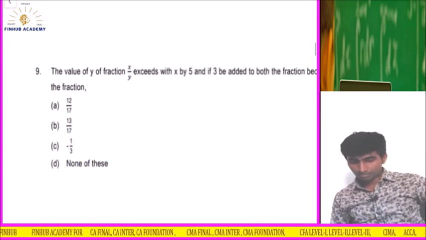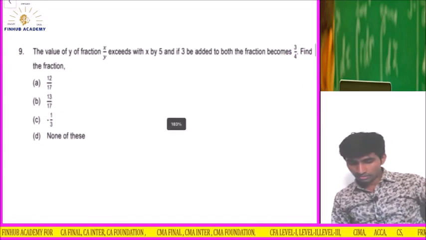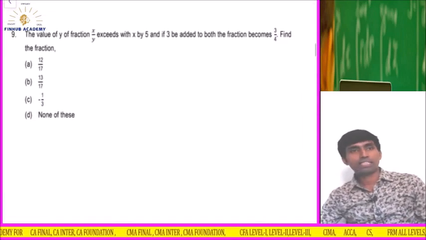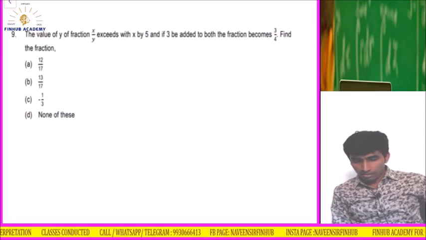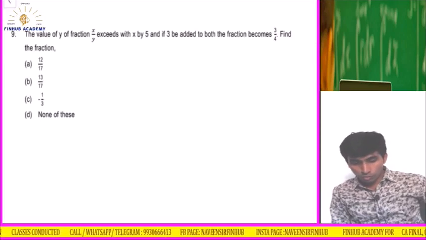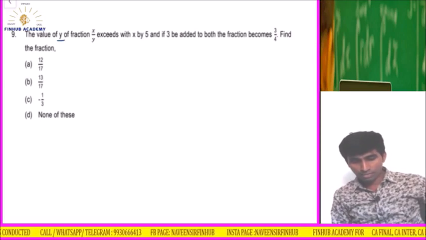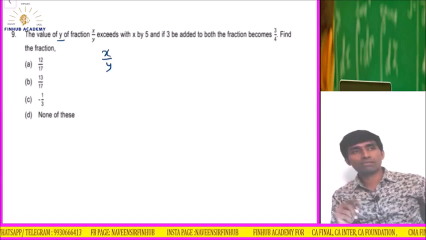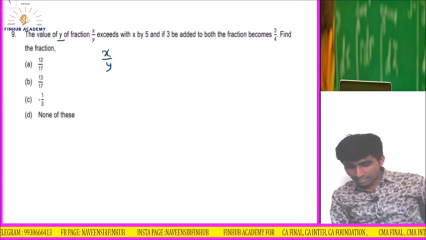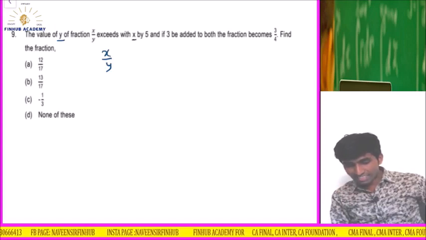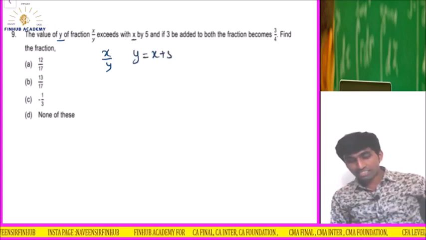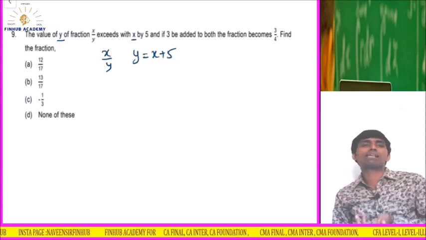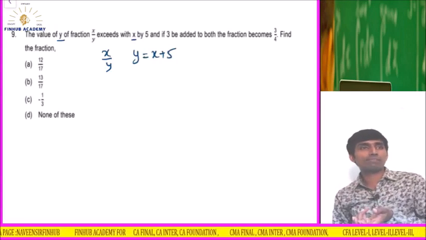9th. Okay, let's start. Equation chapter. Okay, the ratio is what? X by y, and this y now exceeds x by 5, means y is nothing but x plus 5. That means y is more than x by how much? By 5. So y is equals to x plus 5.